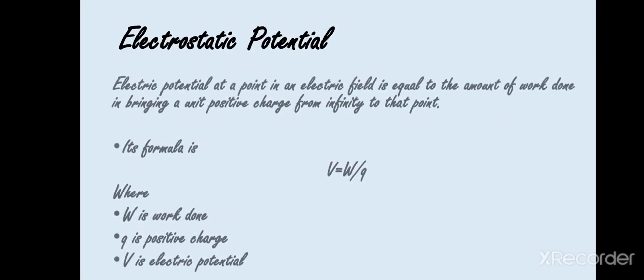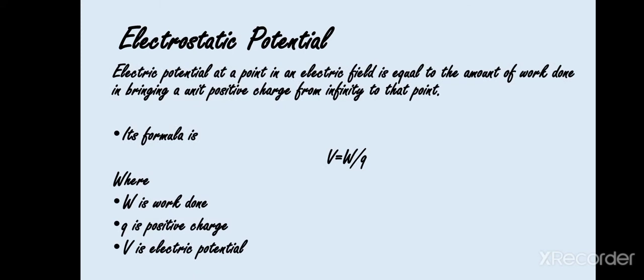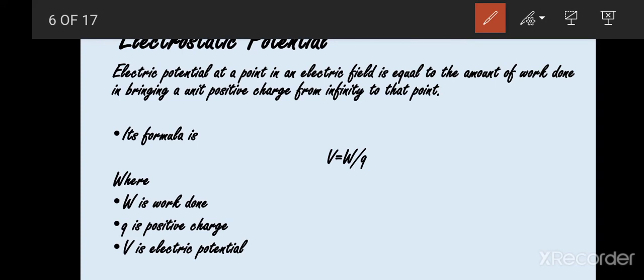So let's start with electrostatic potential, how we can define it. Electric potential at a point in an electric field is equal to the amount of work done in bringing a unit positive charge from infinity to that point. It means we can find out the electric potential of any point in the electric field of any charge.